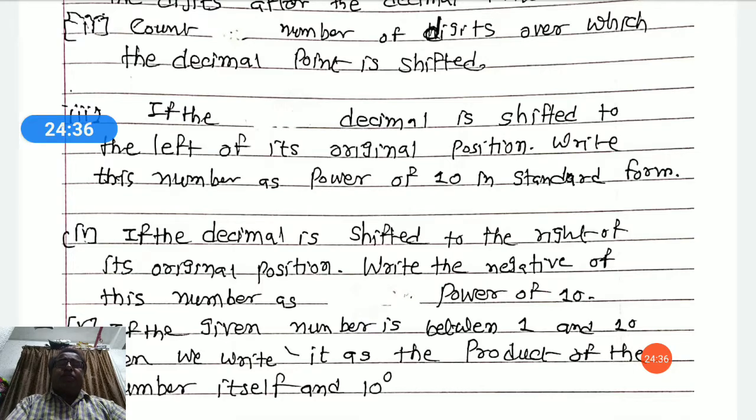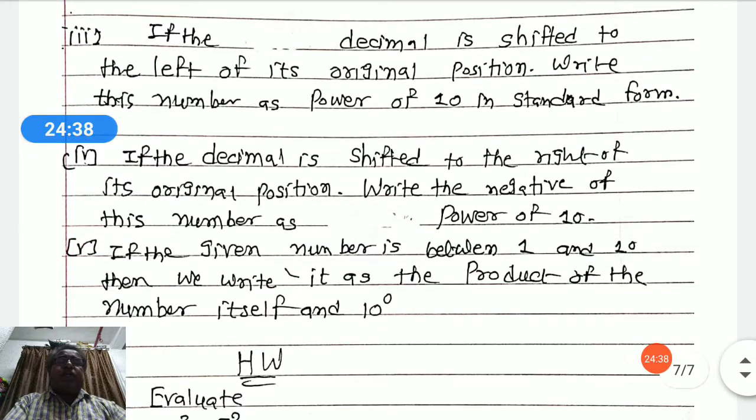Fourth step is, if the decimal is shifted to the right of its original position, write the negative of this number as the power of 10. Fifth, if the given number is between 1 and 10, then we write it as the product of the number itself and 10 raised to 0.